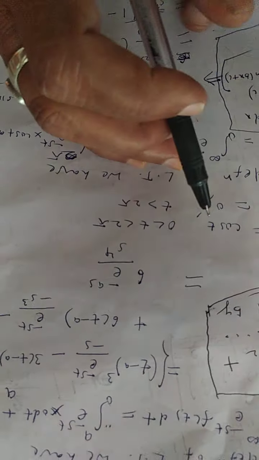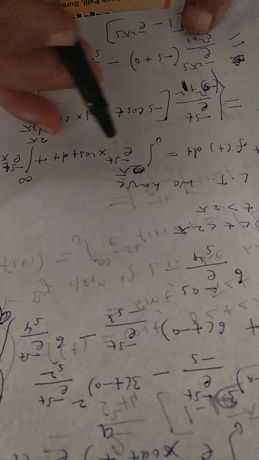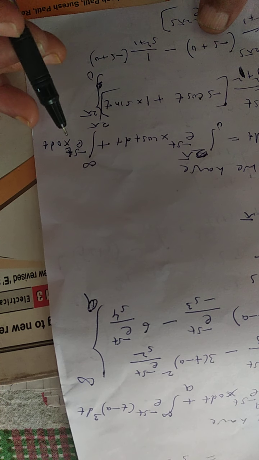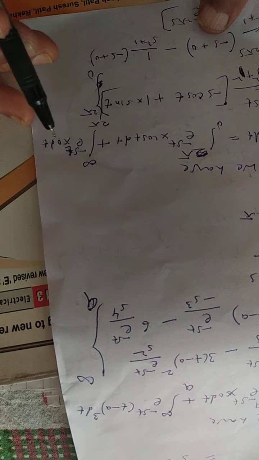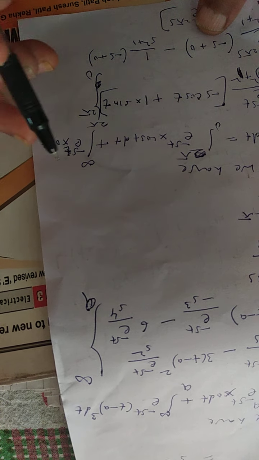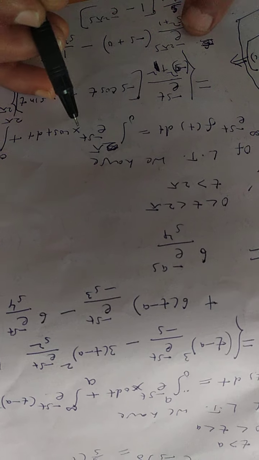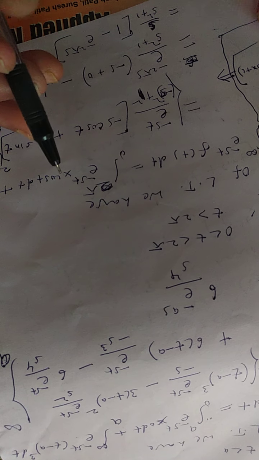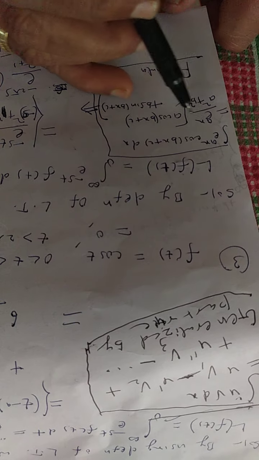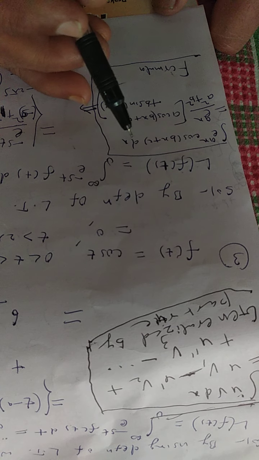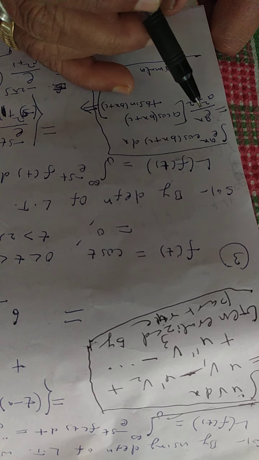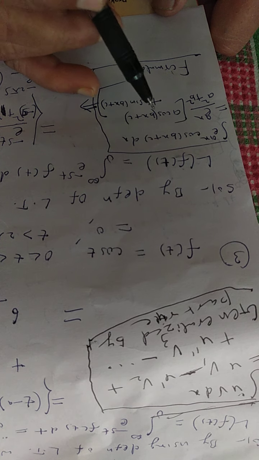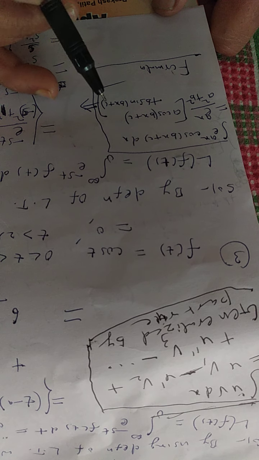So in the interval 0 to 2 pi, the value of the function is cos t. So integral e raised to minus st cos t dt, plus integral 2 pi to infinity e raised to minus st into 0. The value of the function is 0, so this integration becomes 0. Only we have to evaluate this integration. To evaluate it, use the formula: integral e raised to ax cos of (bx plus c) dx is equal to e raised to ax divided by a square plus b square into bracket a cos(bx plus c) plus b sin(bx plus c).